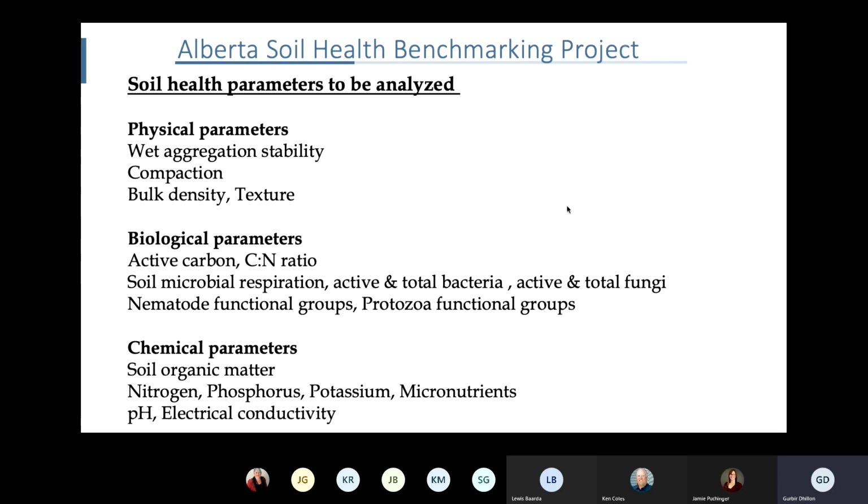Sampling has been done for 2019. It's ongoing for this year. It'll be repeated again the next year. And for these 3 years, the effect of management practices on these health parameters will be recorded.